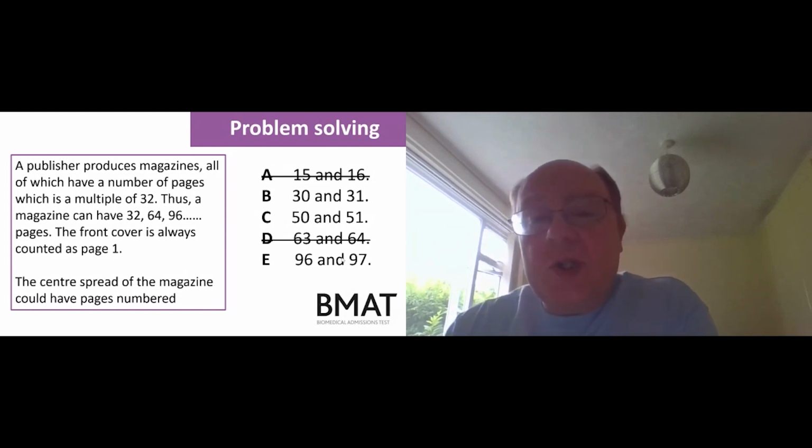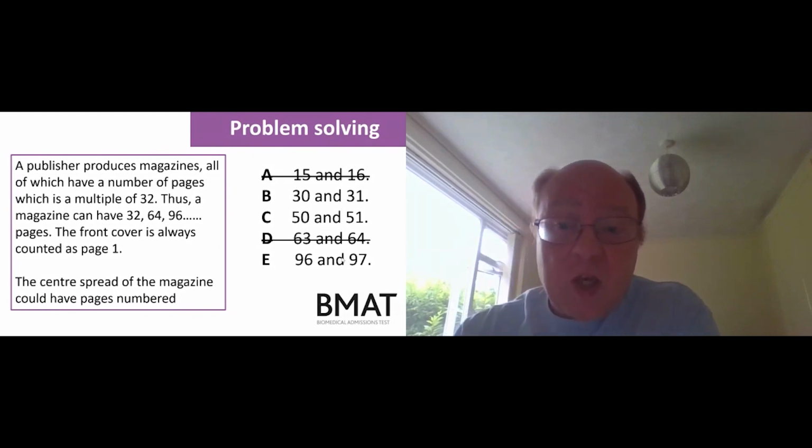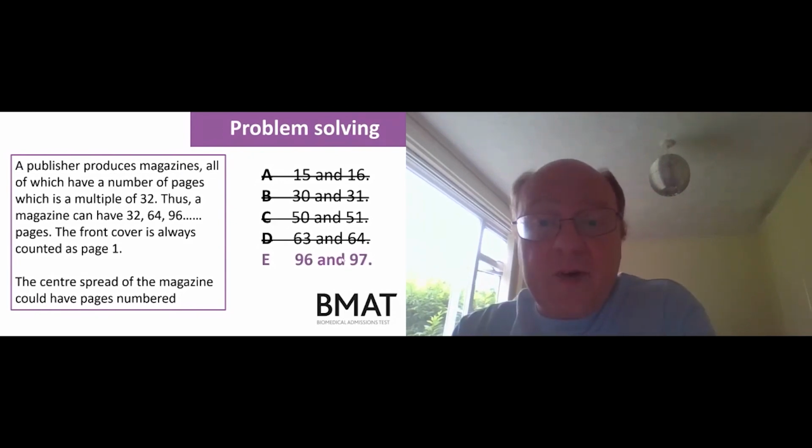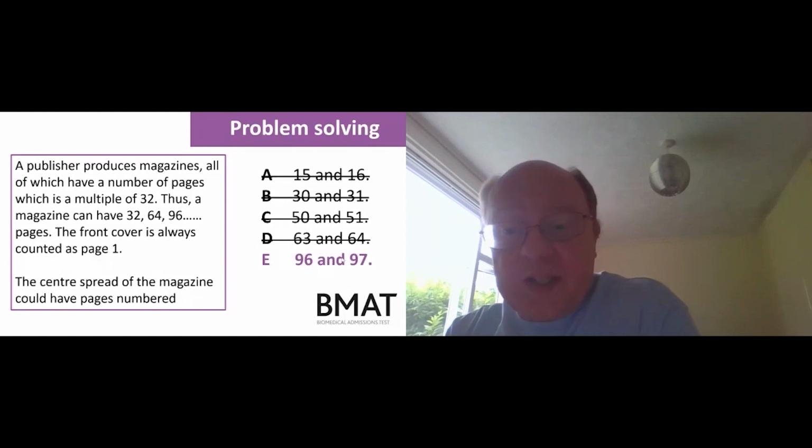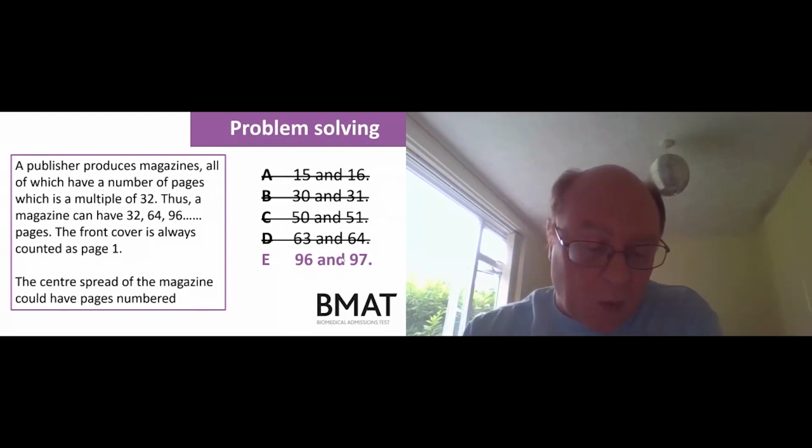Now, we're told that the pages are always multiples of 32, which means that halfway through on the center spread, that's going to be half of 32. So that's going to be 16. So it's always going to be multiples of 16. Looking at the options, with B, is 30 a multiple of 16? We know it's not. C, 50, that again is not a multiple of 16, but E is actually a multiple of 16. So we can correctly identify that option E is the correct option, that the center spread could only be numbered 96 and 97 out of those available options.